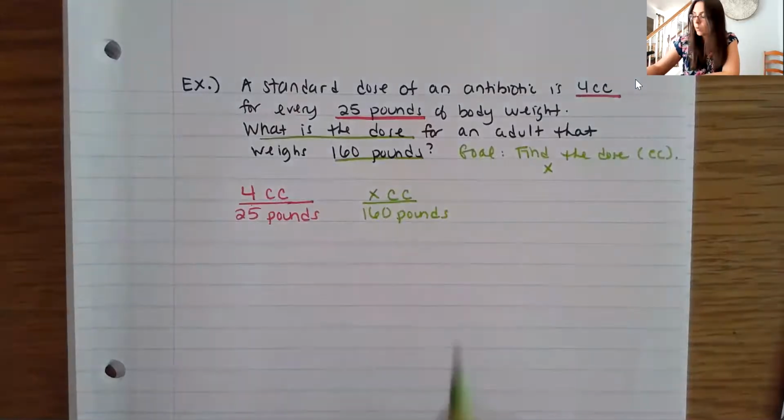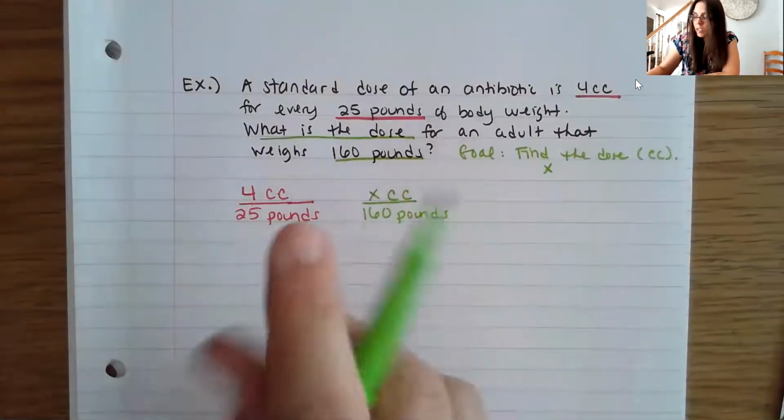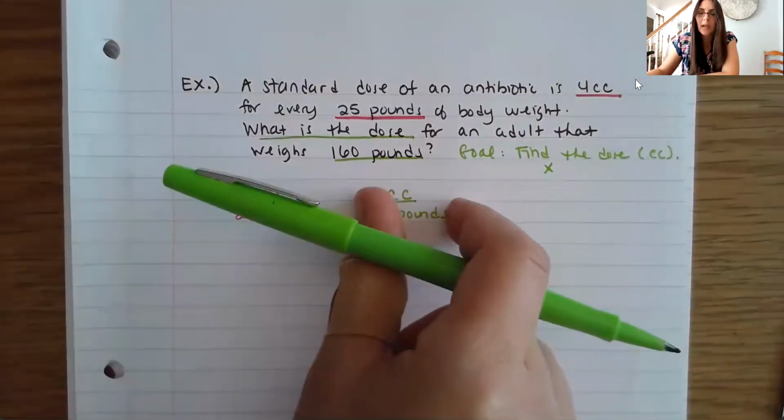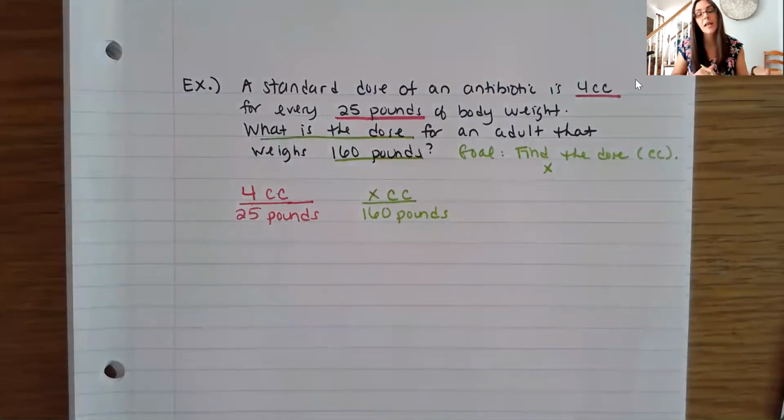So again, notice units match on top, units match on bottom, and then this is one kind of person, this is another person, right? This is the standard dose, this is the actual person. And again, there's more than one way to set up a proportion. So if you have another technique you've already learned or that you're good at, then that's totally fine too. I'm showing you what I think is the easiest way to do it.